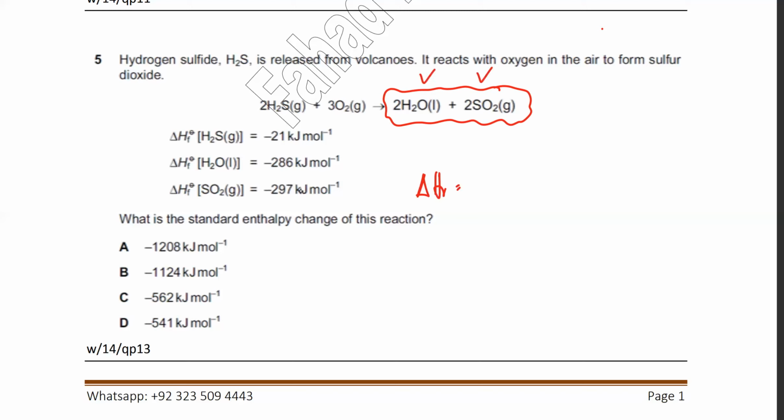That's minus 297. So you're going to sum up the products: minus 297, multiplied by 2 because there are 2 of them, and the enthalpy of formation of the other product, which is water, minus 286, multiplied by 2 as well. And you're going to subtract the reactants. The reactants are H2S, so the enthalpy of formation of the reactants is minus 21 times 2. And for elements, the enthalpy of formation, remember, is always 0.